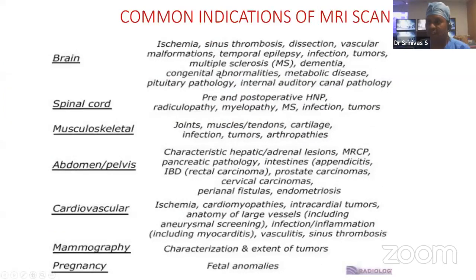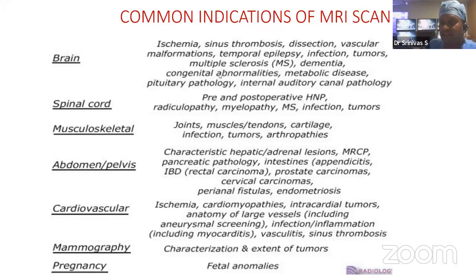So the common indications for MRI are ischemia, sinus thrombosis, dissection, vascular malformation, temporal epilepsy, and so on in the brain. So a brain MRI is done to rule in or rule out ischemia, sinus thrombosis, dissection, and vascular malformations. Spinal cord MRI is done to rule in or rule out radiculopathies, myelopathies, infections, and tumors. Musculoskeletal MRI is done to inspect infections, tumors, and arthropathies.